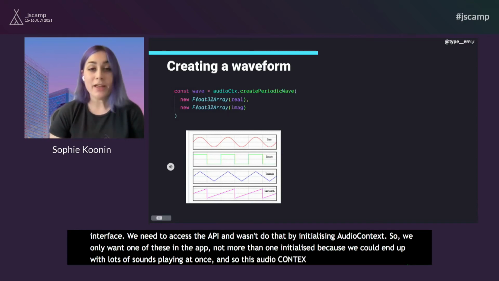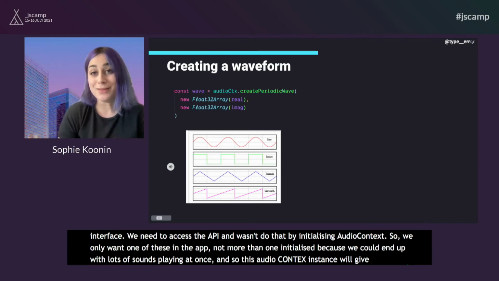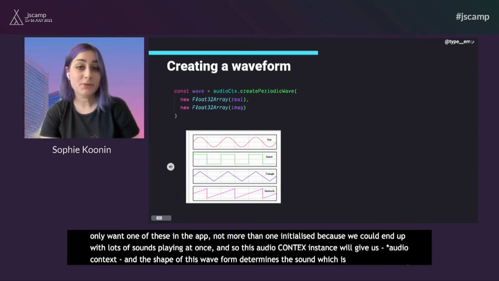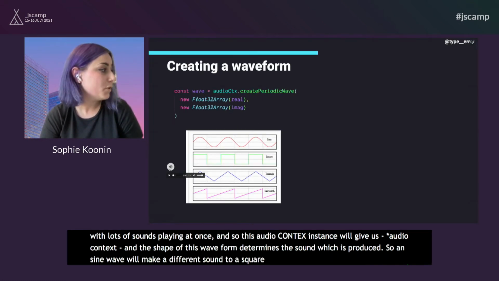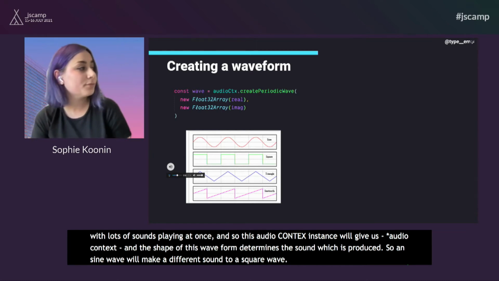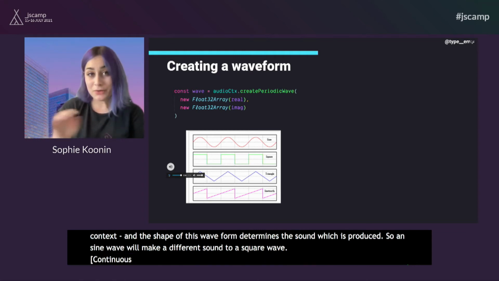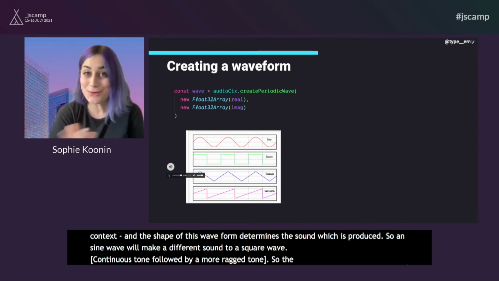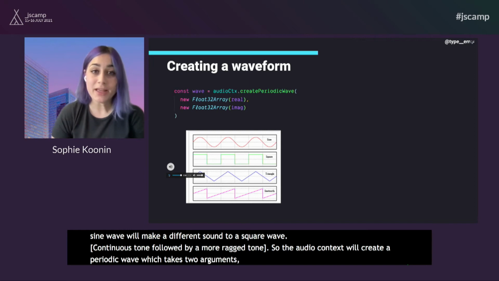So we need to create the waveform that our synthesizer is going to output. And the shape of this waveform determines the sound that's produced. So a sine wave will make a very different sound to a square wave. The audio context object will give us a function called create periodic wave, which takes two arguments, arrays of floats that define the various values of the wave.